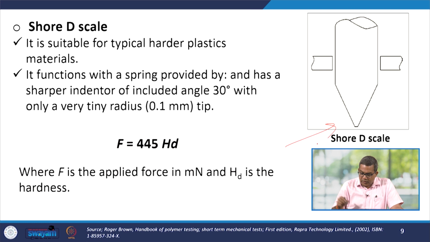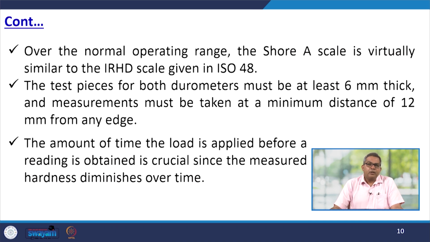Let us talk about the Shore D scale. This is suitable for typical harder plastic materials. Now it functions with a spring and has a sharper indenter with an included angle of 30 degrees with only a very tiny 0.1 mm radius tip. Now this is represented by F equals 445 HD, where F is the applied force in millinewtons and HD is the hardness. Over the normal operating range, the Shore A scale is virtually similar to the IRHD scale given by ISO 48.